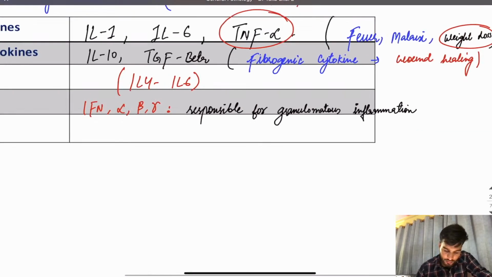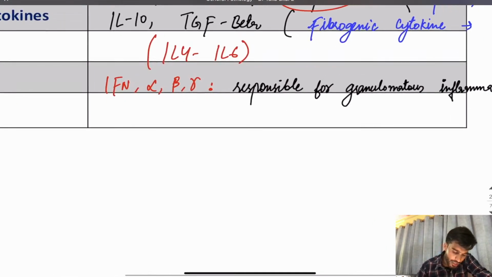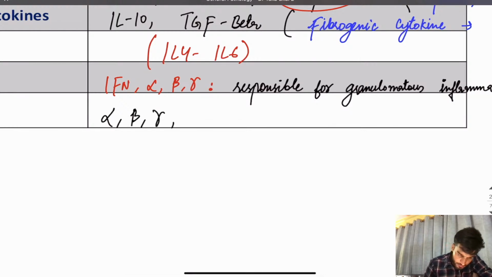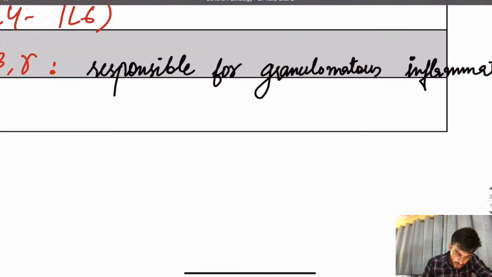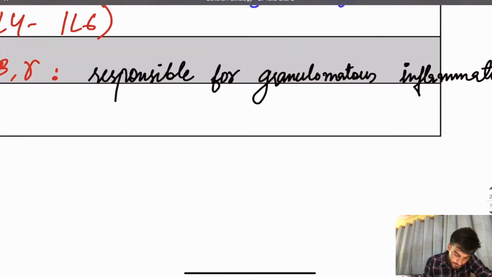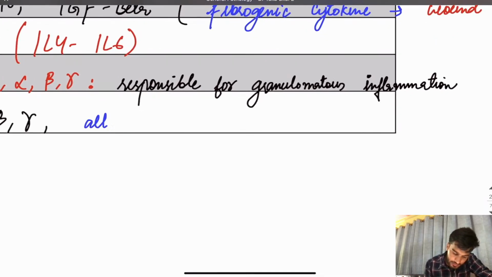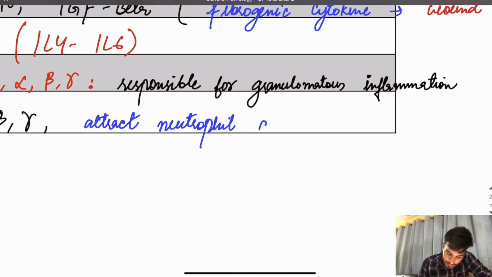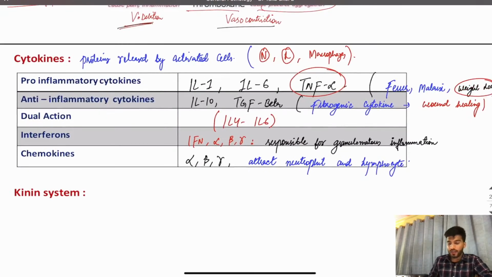They are responsible for granulomatous inflammation. Then we have chemokines, guys. They attract the neutrophil and lymphocyte. Is it clear, guys? Is it clear?